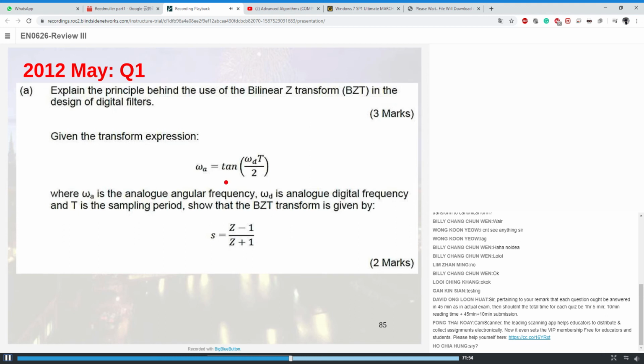Okay, so that is something to show, based on this one. So these are the mathematical derivations. Then this one will be the theory behind it, the principle behind the use of the BZT.